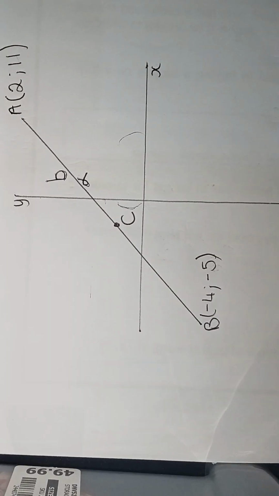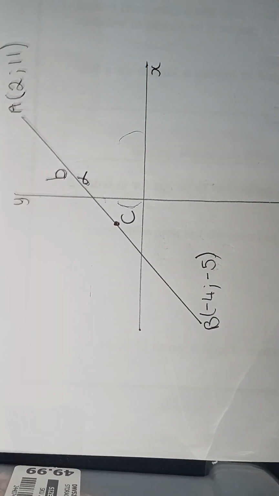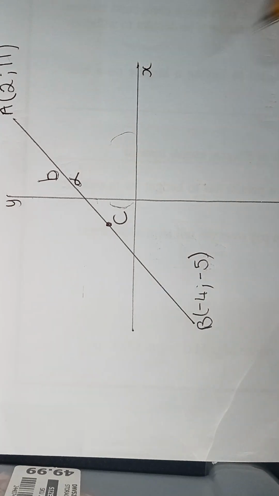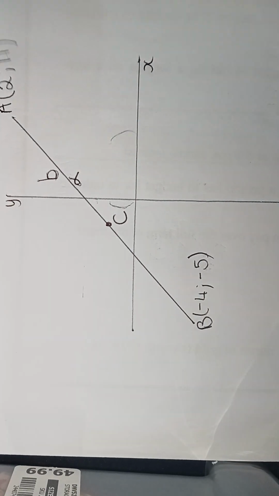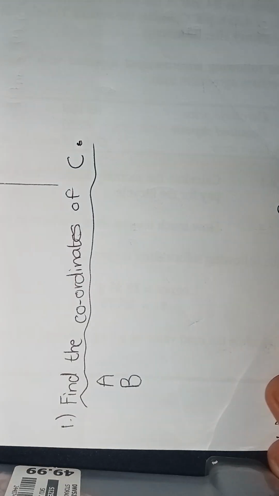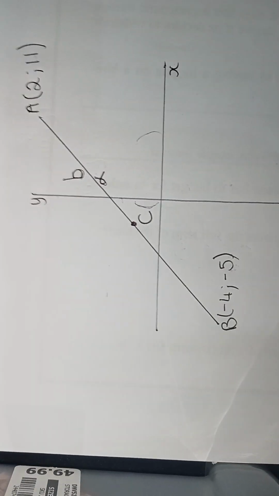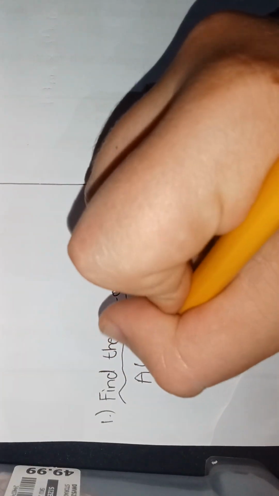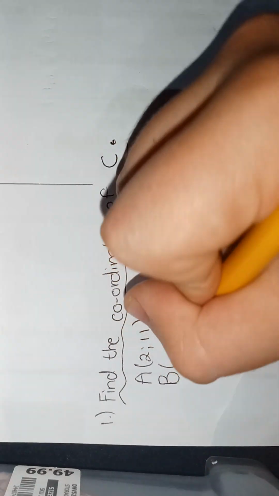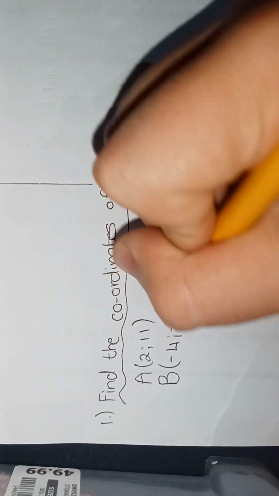Write down the coordinates that they gave you, or the coordinates that are on the line of the point that you have to calculate. So you are going to use point A and point B's coordinates. Point A is (2, 11). Point B is (-4, -5).